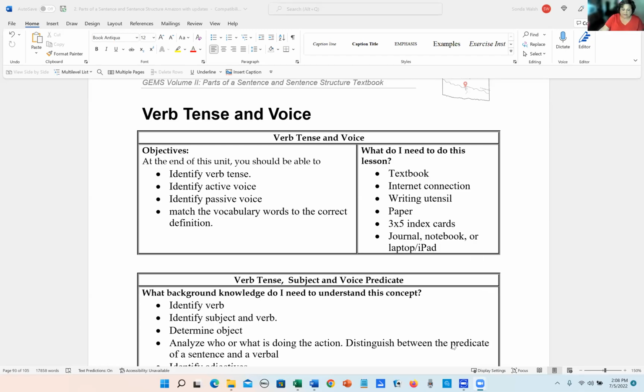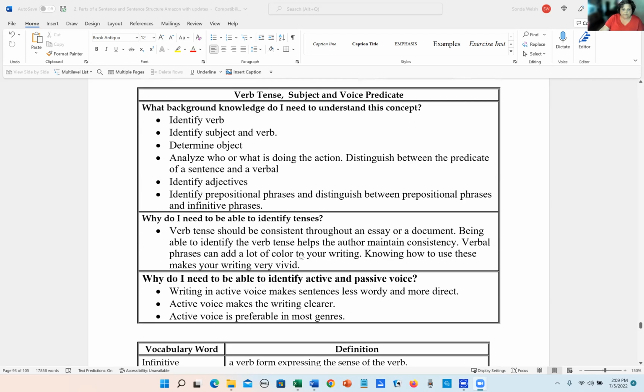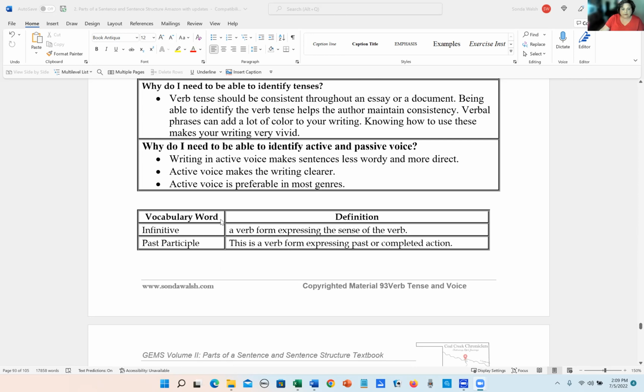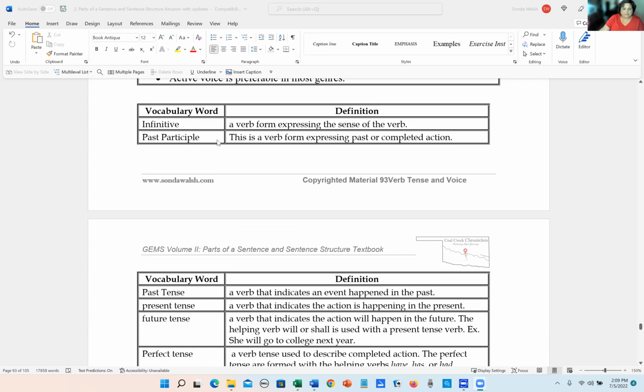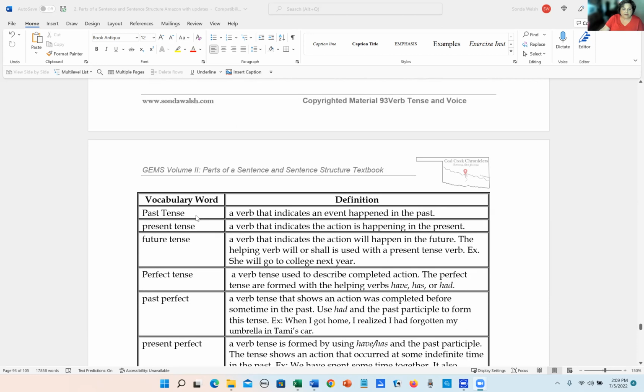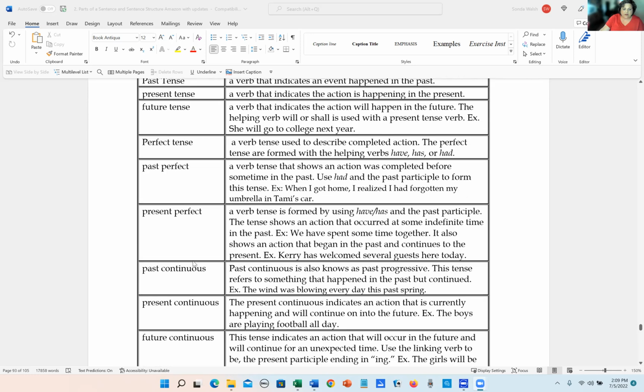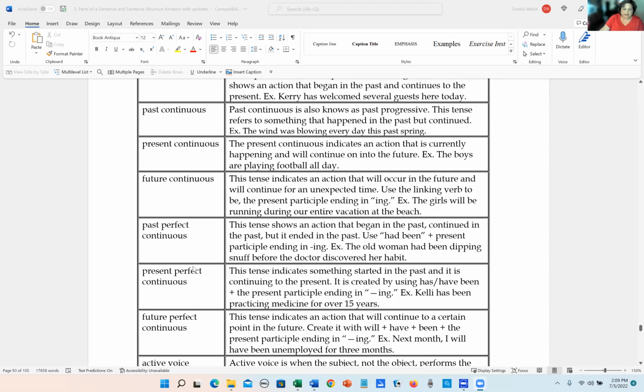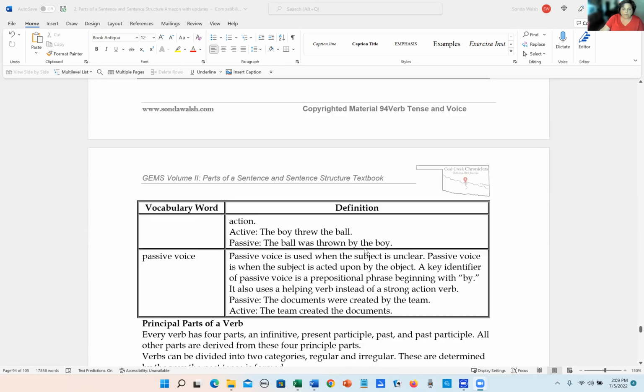Okay, we are on the last chapter of this textbook, and this is verb tense and voice. At the end of this unit, you should be able to identify verb tense, identify active voice and passive voice, and match the vocabulary words to the correct definition. So vocabulary words are infinitives, past participle, present, past tense, present tense. So we have all the tenses on here. Active voice, passive voice.